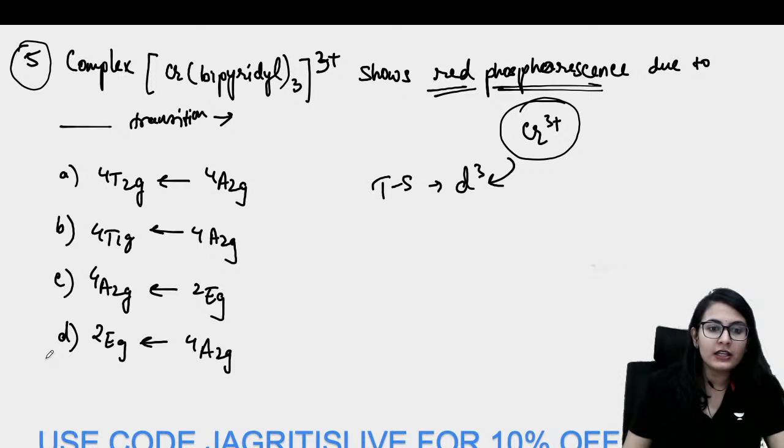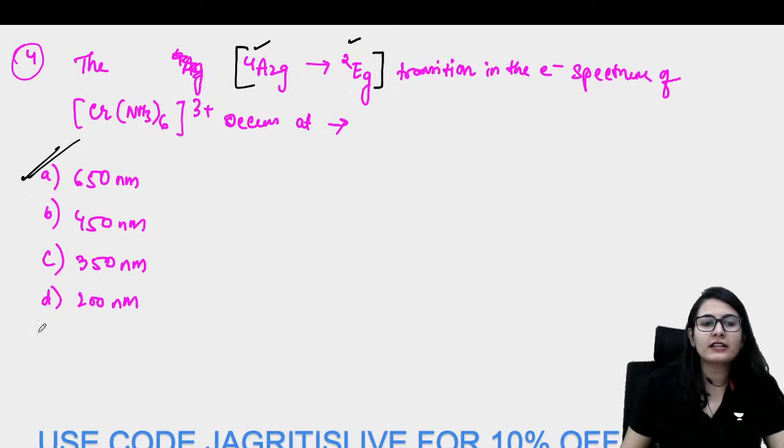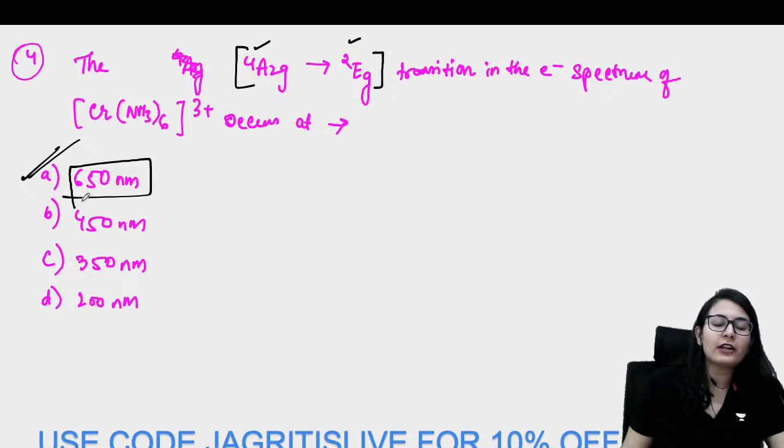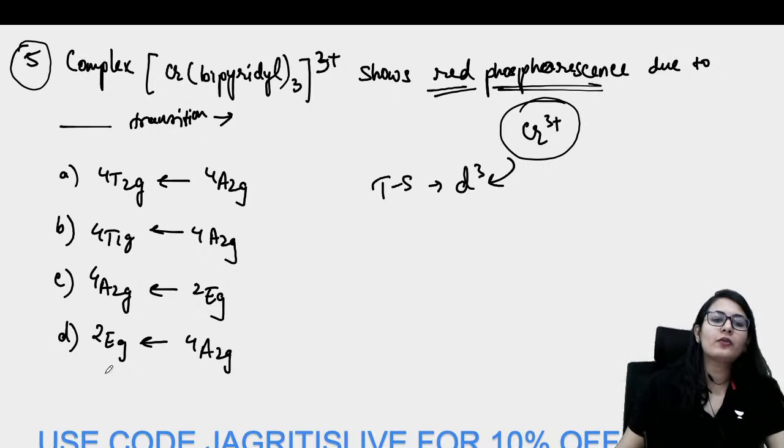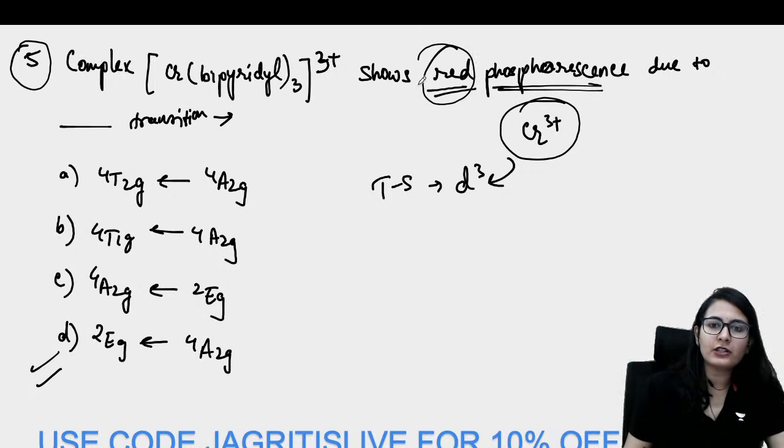All right. So which transition? In the previous one only we have done, right? Previously we have done this. You're going to get 650 nanometer. This is your transition, the same thing, 4A2g to 2Eg. This is what you're getting, shows red phosphorescence.